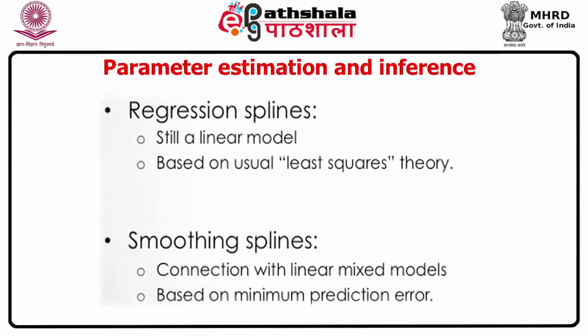So in a nutshell, parameter estimation and inference for these two kinds of splines. For regression splines, they continue to be the usual linear model, and inference and estimation are all based on the usual least squares theory. For smoothing splines, the model is still similar, but we introduce an additional parameter. We can show that it has a connection with linear mixed models rather than linear models, and estimation is based on minimizing the prediction error. So the smoothing parameter is chosen so as to minimize the prediction error.